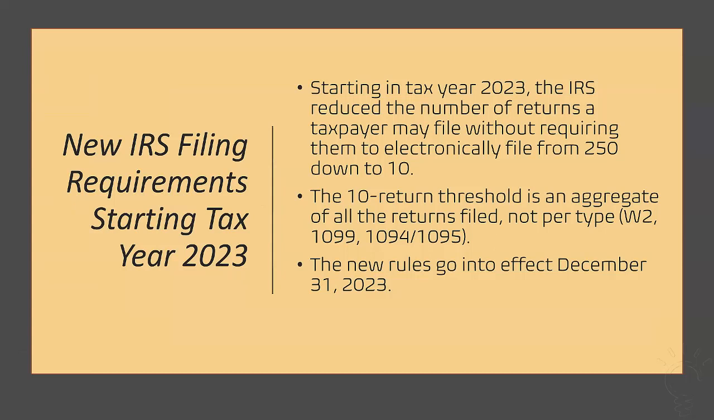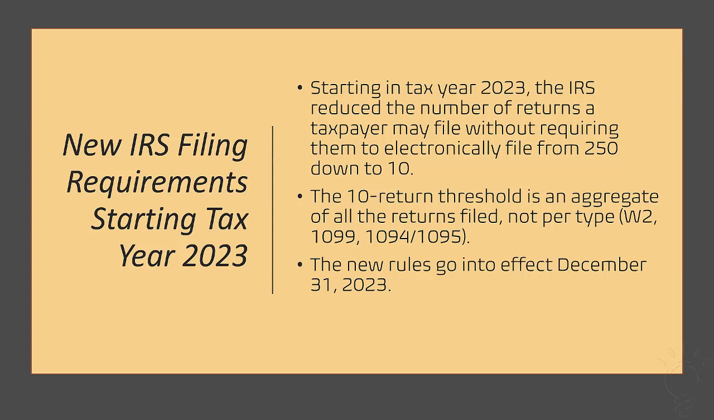So starting in the tax year of 2023, the IRS is reducing the number of returns a taxpayer may file without requiring them to file electronically from 250 down to 10. That 10 is an aggregate of all your returns, not just 10 of each individual form. Forms included are W-2, 1099, 1094, 1095, and others, but the main ones are, of course, 1099, W-2, and the ACA. These new rules go into effect December 31st, 2023.